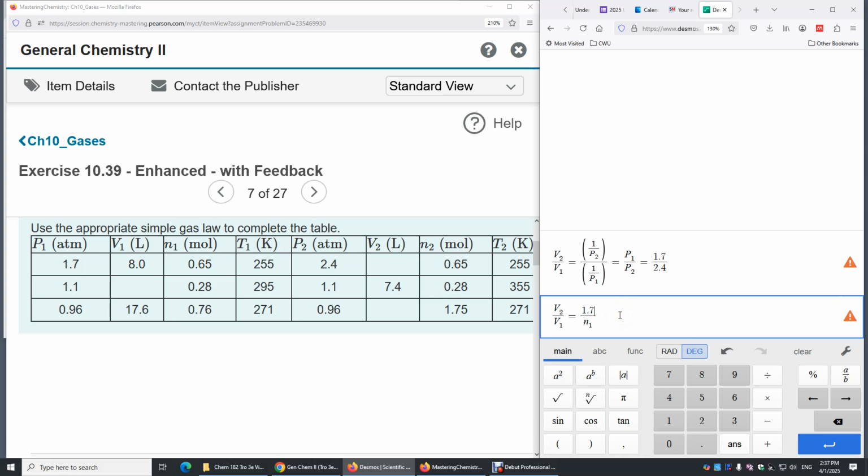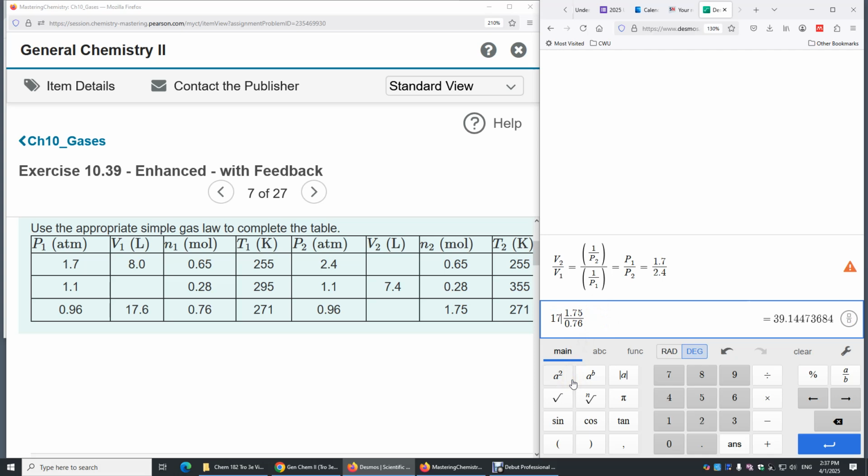So it's 1.75 and 0.76. And V1 is 17.6. And then the rest is easy. V2 is 17.6 times this ratio. So I will just use 17.6 times the ratio of the number of moles. We get 40.5 here.